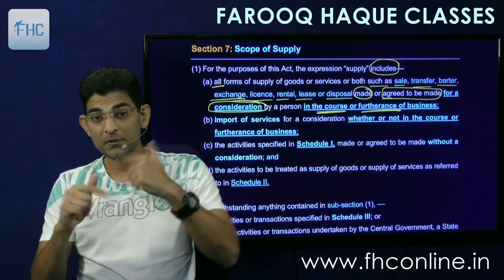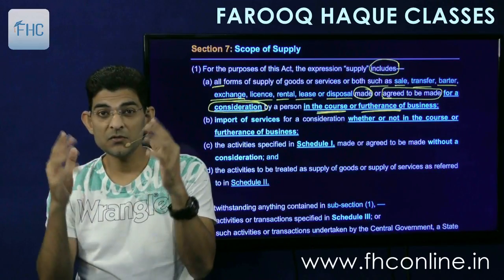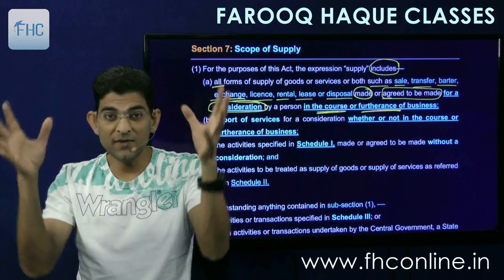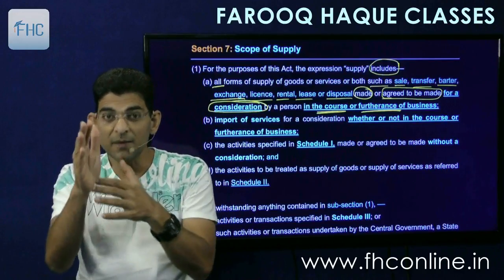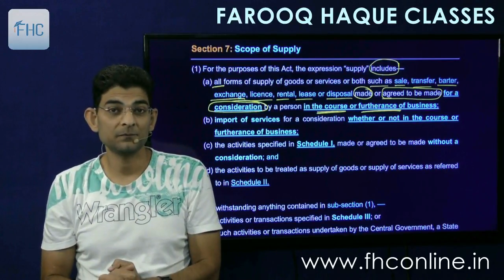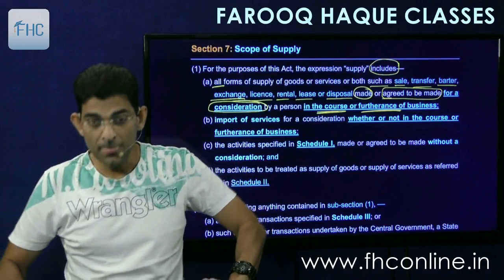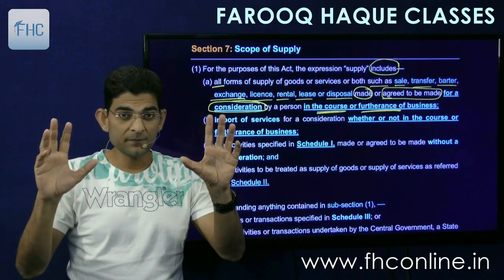Now you may not be in the business of selling TVs. You are in the business of restaurant, but you are using so many fixed assets, so many things in the course of your business. If you sell them, then it is taxable. So that is the first point clear.